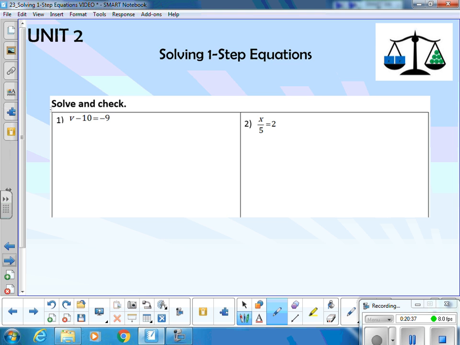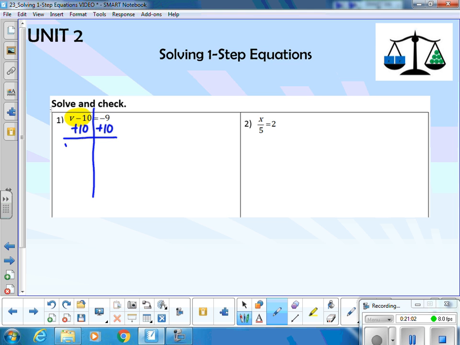We have v minus 10 equals a negative 9. Go ahead and start by dividing your equation. I'm going to highlight where my variable is so I know which side I need to work on. I have v minus 10. The inverse of minus or subtraction is addition, so I'm going to add 10 to this side, add 10 to this side.